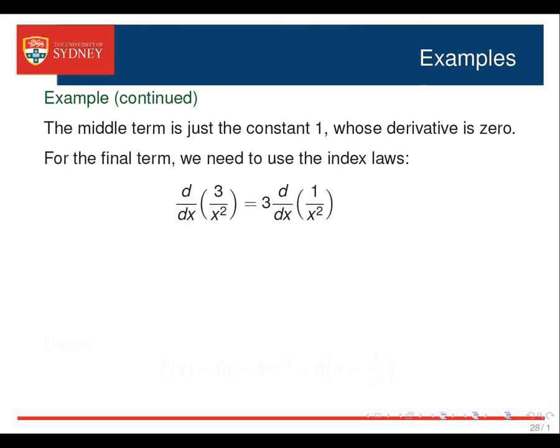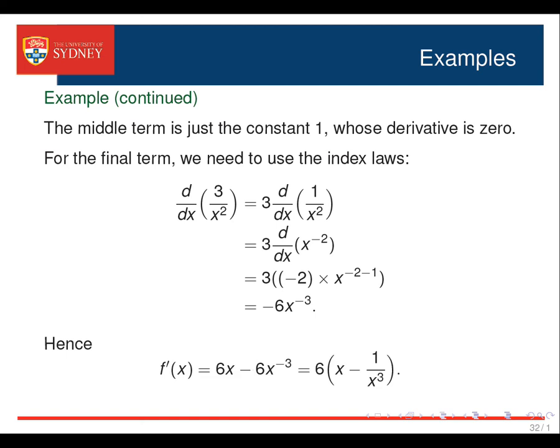And for the final term, we need to differentiate 1 on x squared. Rewriting this as x to the minus 2, we can bring the 2 out the front and make the new index minus 2 minus 1, which is minus 3. We also had a 3 out the front, so the answer is minus 6x to the minus 3. So the derivative of the whole function is 6x minus 6x to the minus 3, and we can take the 6 out as a factor if we like.